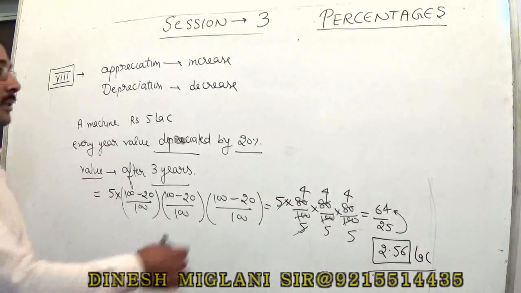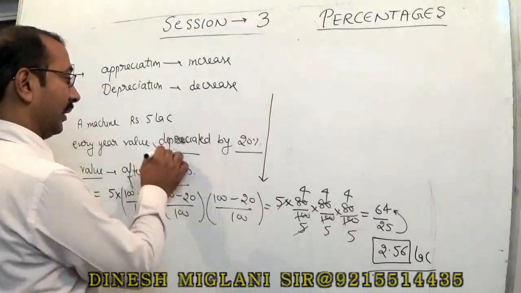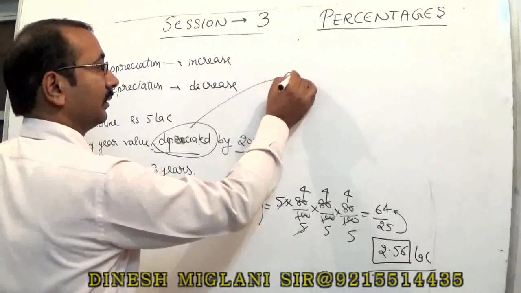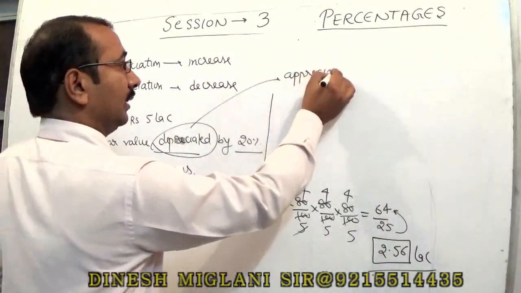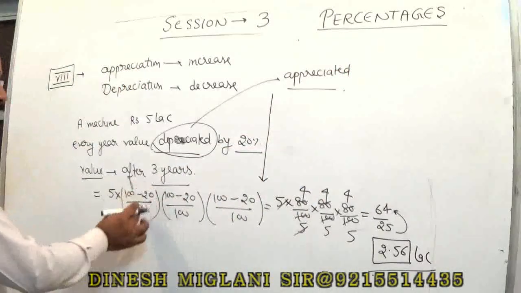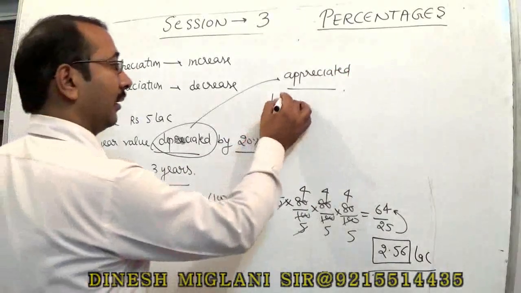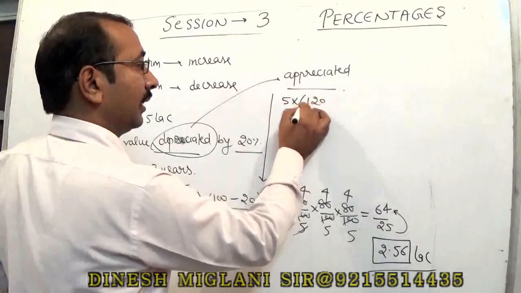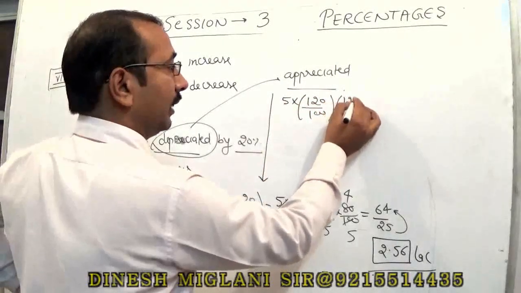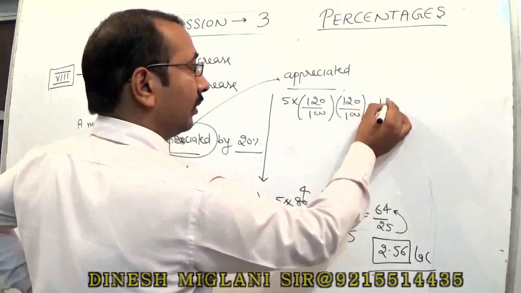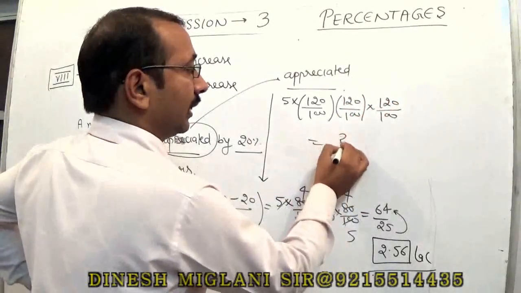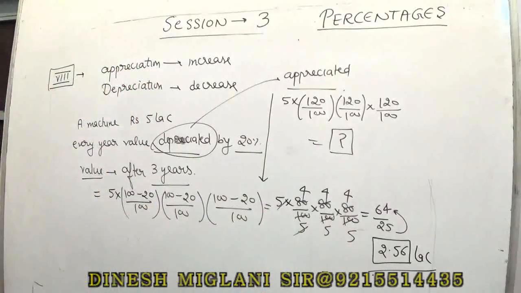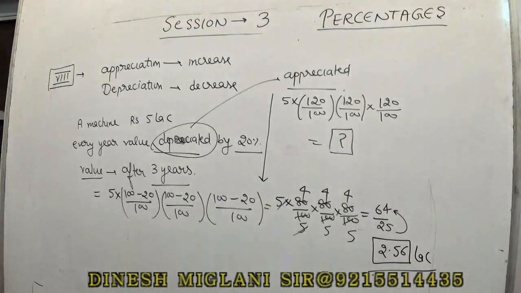On the other hand, in the case of appreciation, where we made 100 minus 20, that is 80, we will make it 100 plus 20, that is 120 by 100 into 120 by 100 into 120 by 100, and after solving this we get our answer. I think the point is clear to you now. What is the meaning of appreciation? It means increase, and what is the meaning of depreciation? It means decrease. So this is the complete concept about percentages.